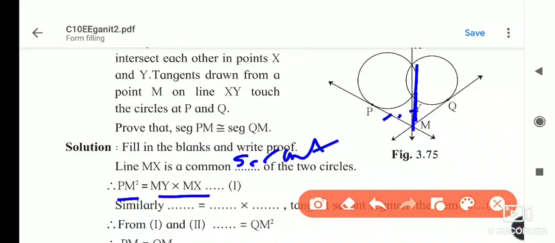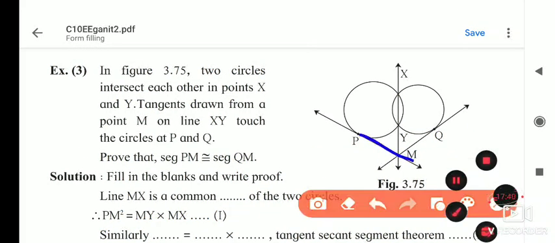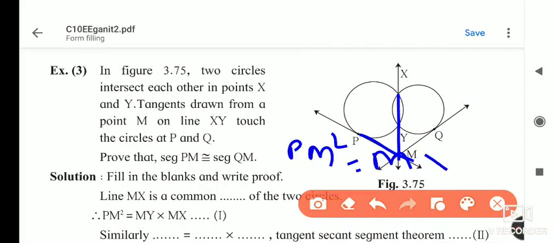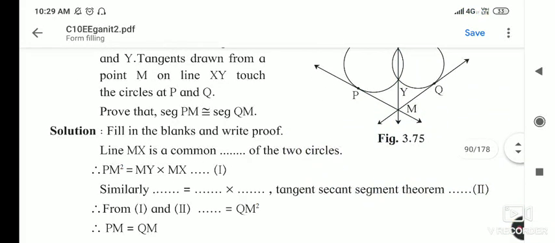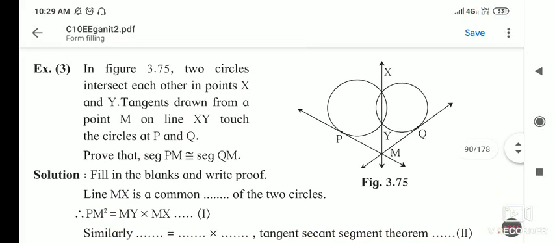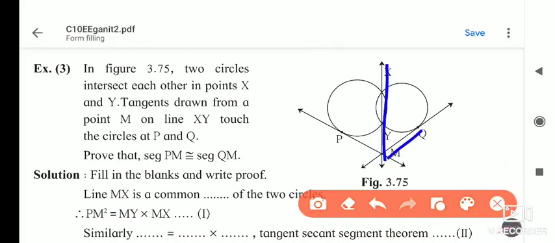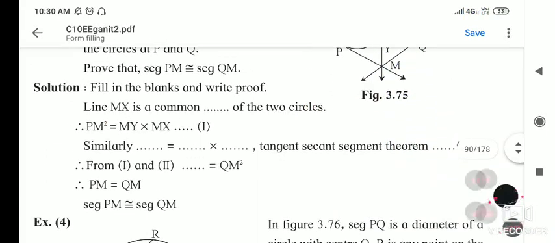Okay, My into Mx. Similarly, just now we saw the theorem of tangent and secant, and what we proved is that if it is a tangent and a secant, then PM square is equal to Mx into My. We already wrote it here. Similarly, for this circle also, xy is a secant and this is the tangent. So here what will come? MQ square is equal to My into Mx. So we have to write it in this way.